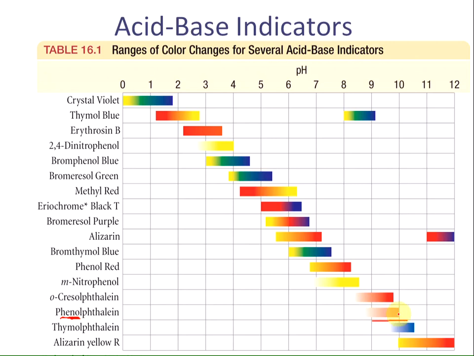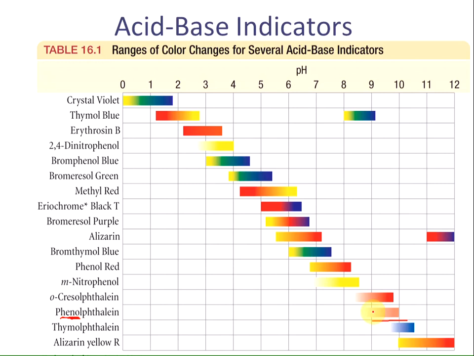So if the color change doesn't happen until the pH gets to around 8 or 9, why in the world do we use phenolphthalein when we look to titrate a strong acid and strong base? Because the equivalence point is at 7. This doesn't change color until the pH is 8 or 9. Wouldn't we have missed the equivalence point if we're trying to stop the titration when we have exactly the same amount of strong acid and strong base?